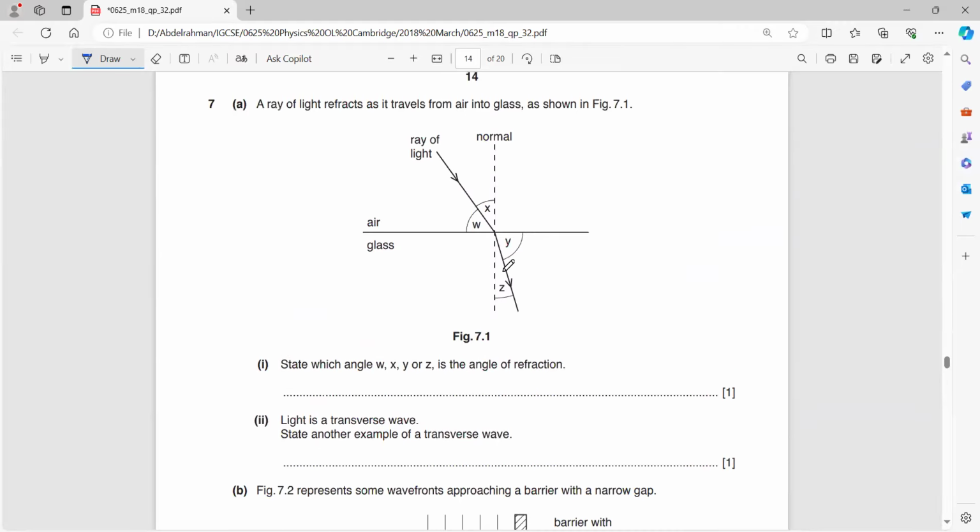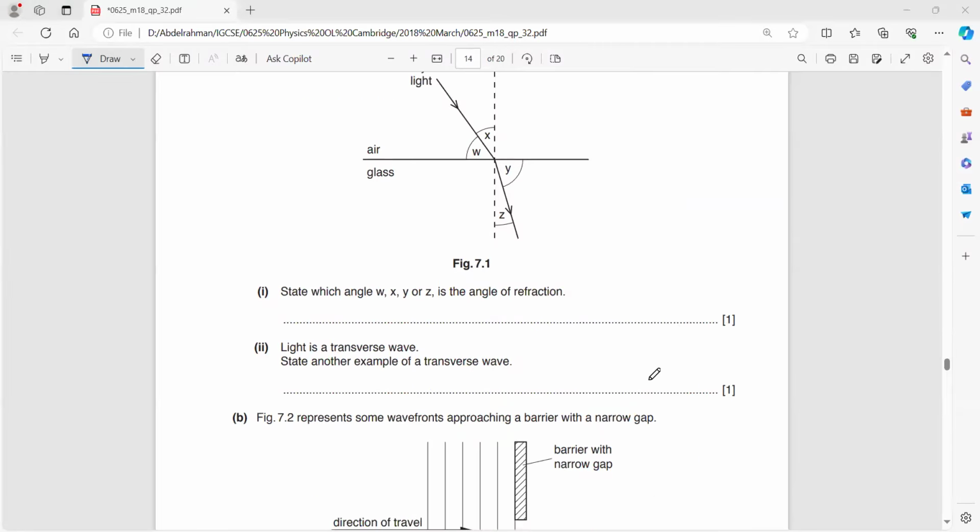Which angle is the angle of refraction? Quite easy. Z. Yes. State another example of a transverse wave. Light is transverse. What is one other example of a transverse wave?